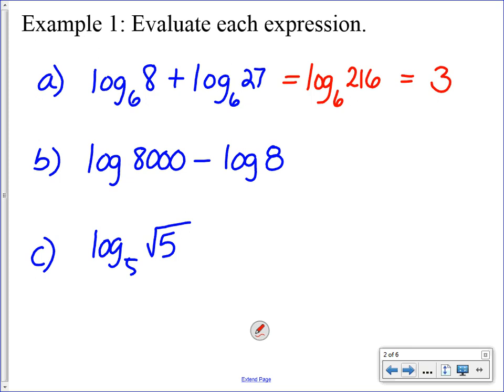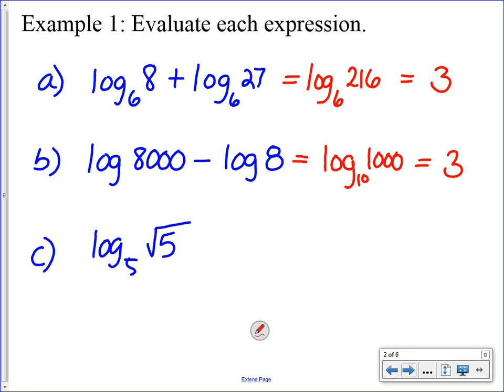Okay, let's look at the next example. We have log of 8,000 minus log of 8. So since we're subtracting the logarithms, we can condense this into a single logarithm, and we're going to divide. 8,000 divided by 8 is going to equal 1,000. All right, then we can evaluate log of 1,000. Remember, this is base 10. So think 10 to what power equals 1,000? That is 3. 10 to the third power equals 1,000.